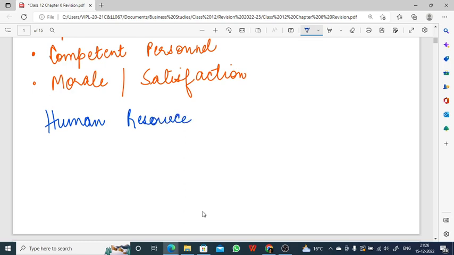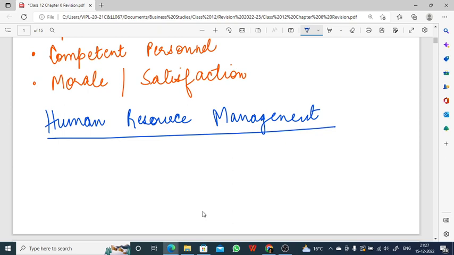Yes, we understand when I'm talking about staffing, I'm talking about people, I'm talking about humans. Humans are definitely the resources for the organization. And how do we do this HRM, that is human resource management, that we'll be talking about here. See, understand, staffing in general is a function of management post DC that we talked about in chapter number 1.